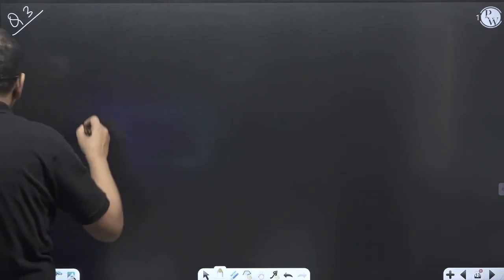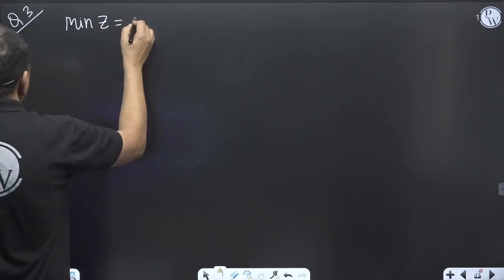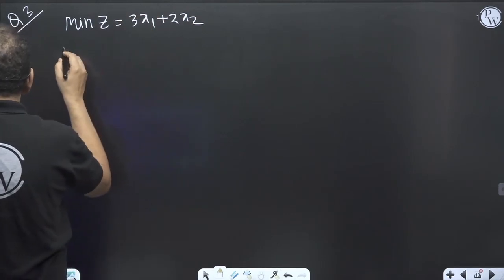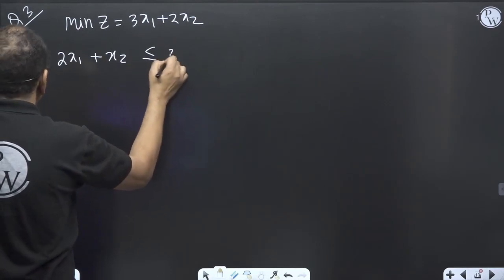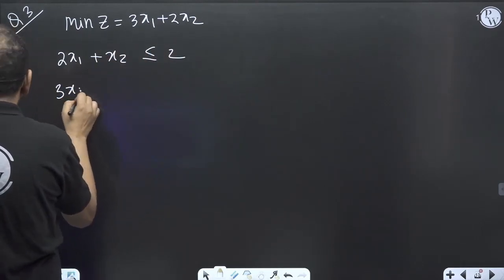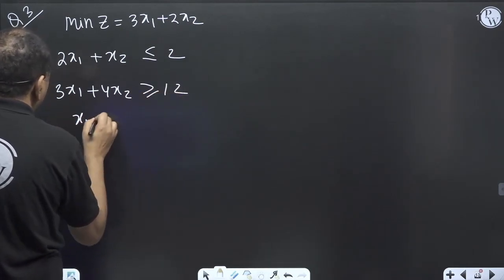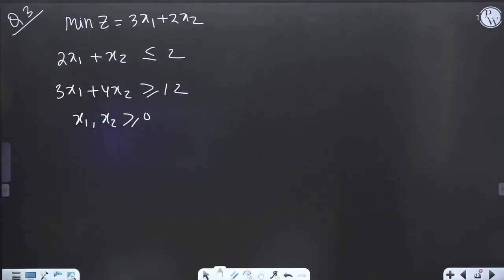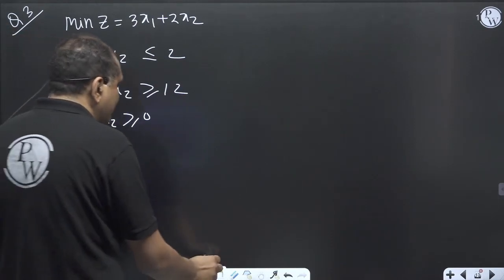Here also we are going to learn a very important funda. Minimize Z = 3x1 + 2x2, subject to 2x1 + x2 less than or equal to 2, 3x1 + 4x2 greater than or equal to 12, x1, x2 greater than or equal to 0. So the problem looks similar, but it is not similar.